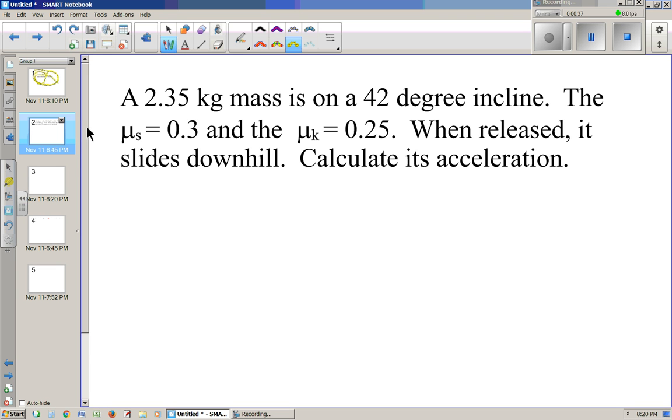Okay, so here's our problem, the first problem. This one's a little tricky, but that's okay. We can figure it out. Let's read the problem and put down our given.